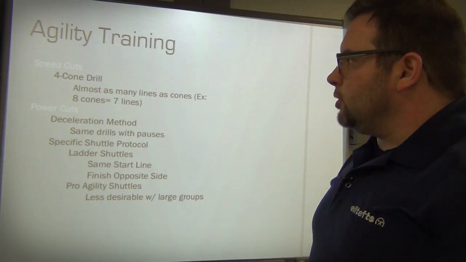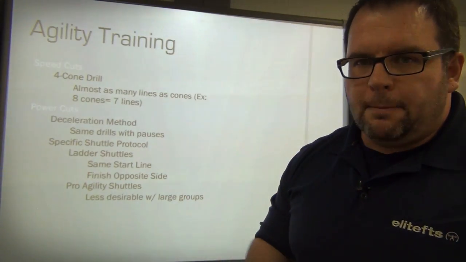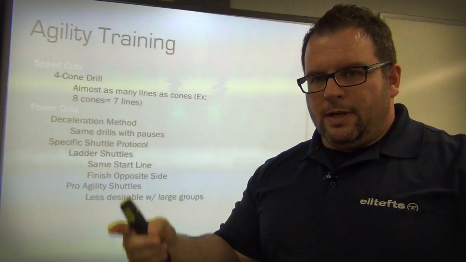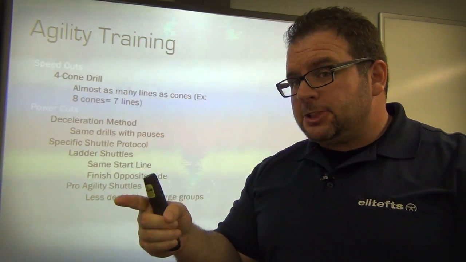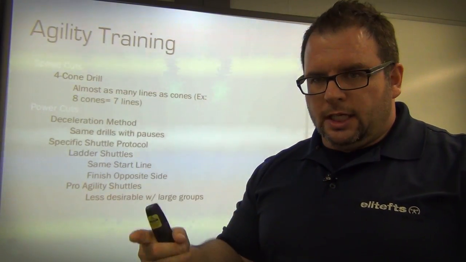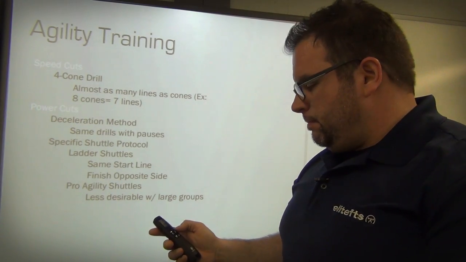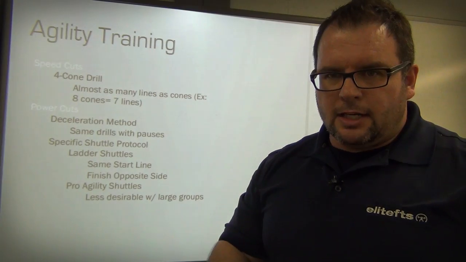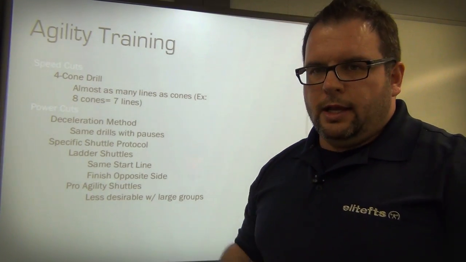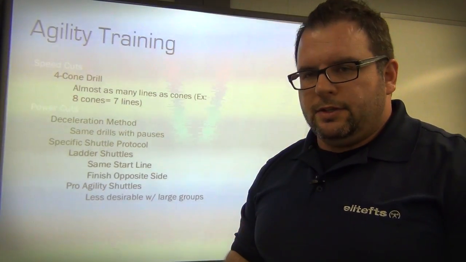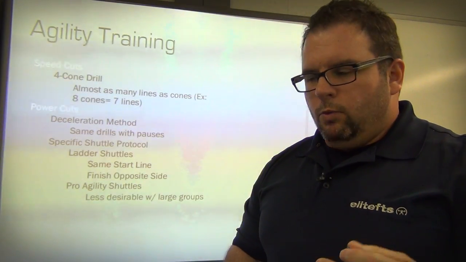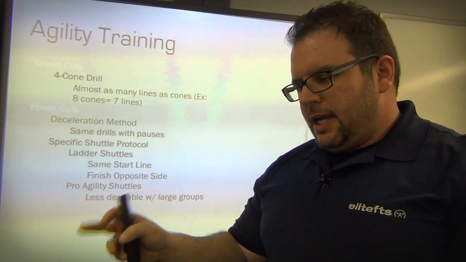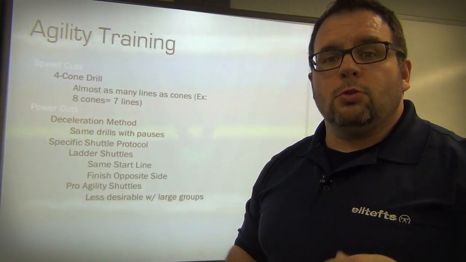All right, so moving on, let's look at agility training. We split this up, and this is from Jimmy Radcliffe, between basically speed cuts and power cuts. So speed cuts is really when you're doing some kind of a cone drill, where you're actually lowering that center of gravity, getting that head turned, and running around an object. Think of a three cone drill, the three cone L drill. The second two turns are really speed cuts. The first two are power cuts.